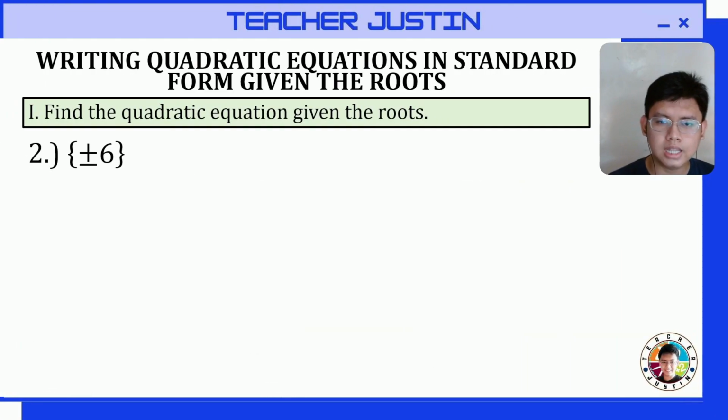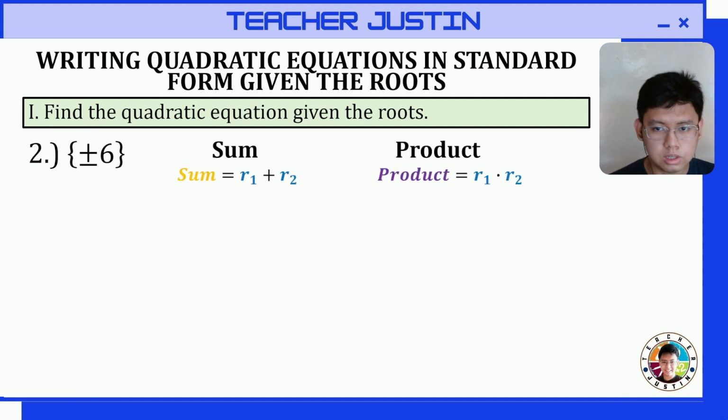Alright. Let's find the quadratic equation given the roots positive, negative 6. So, itong positive, negative 6 na to, we have positive 6 and negative 6 as our roots of this quadratic equation. So, para isulat natin yung ating quadratic equation, we have to identify the sum and the product of our roots. So, simulan natin by getting the sum of our roots.